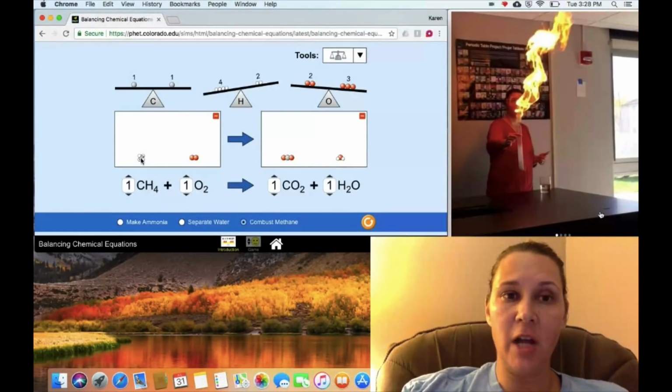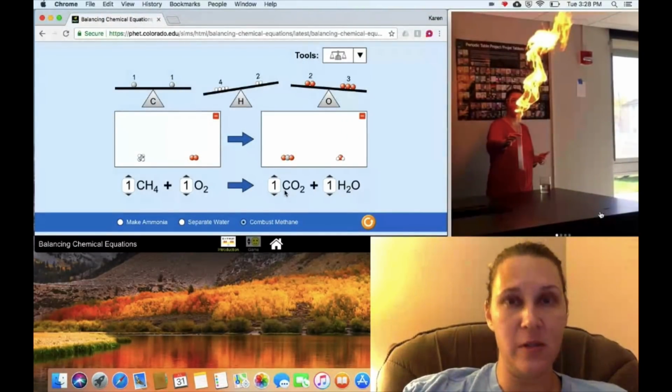Take a look at your particle diagram. The carbon is represented by the gray particle. There's one here and there's one here. The coefficients tell us that we have one carbon and one carbon. So far our carbon is good and matches up. Let's move on to the hydrogen.